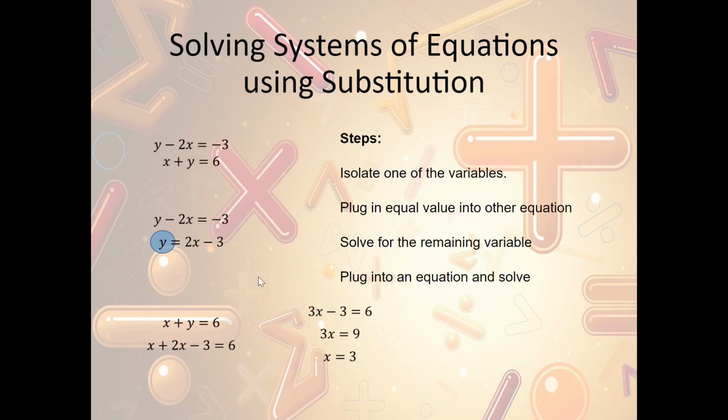So I'm going to pick either equation, doesn't matter which one. I'll pick this one. And I'm going to plug 3 in for x. So I get 3 plus y is equal to 6. Subtract 3 from both sides to get y by itself. And I get 6 minus 3 is 3. So x is 3 and y is 3.